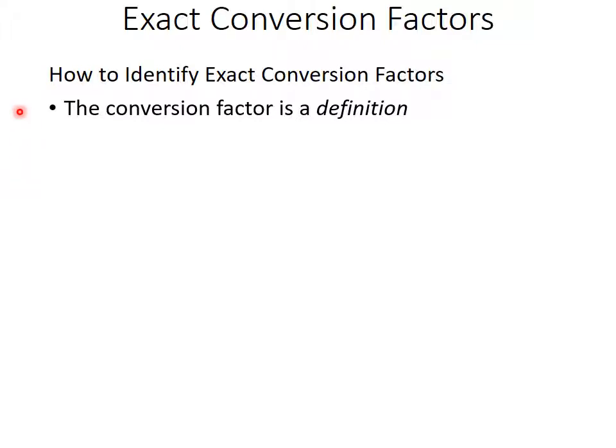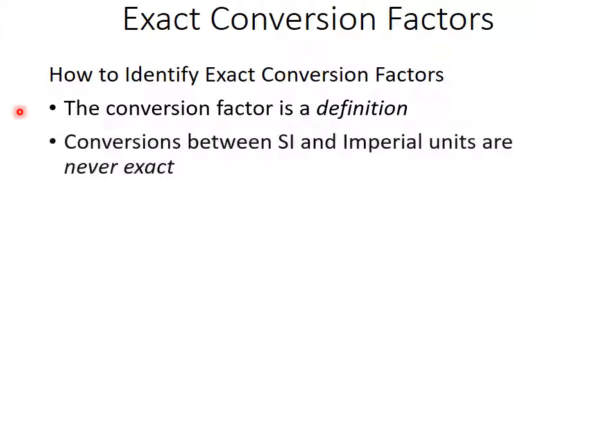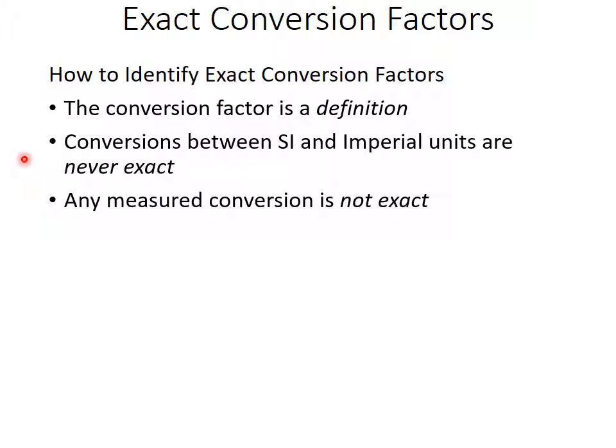If we are defining another unit as being a certain number of a particular unit, then that is an exact number. An important thing to note is that conversions between SI and imperial units are never exact, and here's why. Any measured conversion factor is not exact. Anytime we have to make a measurement, we are limited by the precision and accuracy of our measurement technique. Therefore, we can't assume that these are exact numbers. We frequently have to measure the differences between SI and imperial units, and so those conversions are never exact.